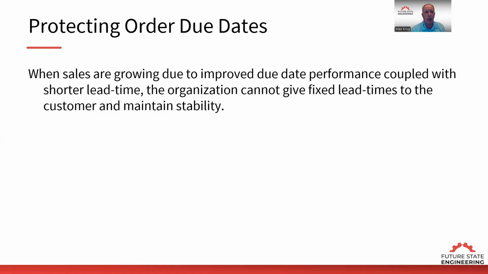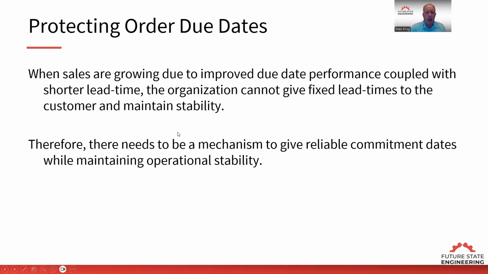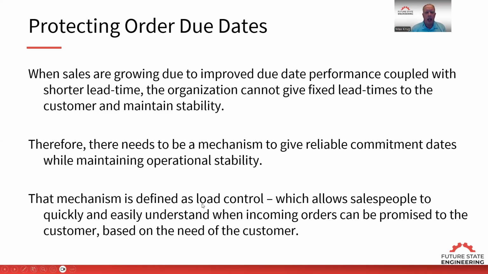So when you're quoting, you can't quote a fixed lead time because load is coming in, orders are coming in, load is changing, and we need to be able to maintain high customer satisfaction and maintain operational stability. So what we need is some mechanism to be able to look at giving reliable commitment dates to the customer while maintaining that operational stability. So that mechanism is what we call load control.